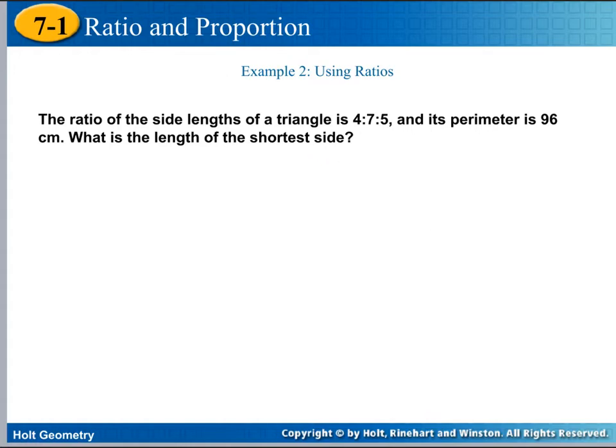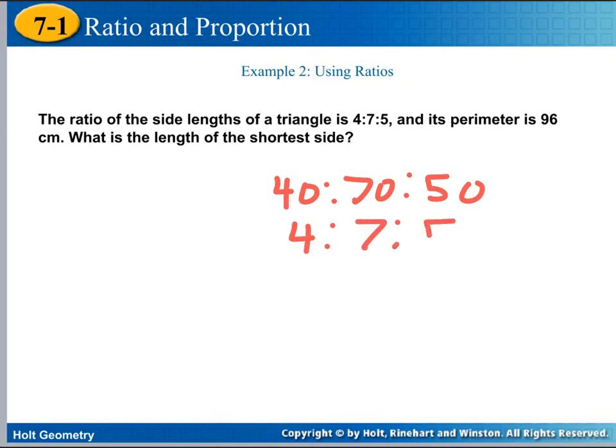Now, when you have a ratio, it is oftentimes a reduced ratio. So for example, if I look at this particular ratio, it is possible that the lengths of the sides of this triangle are 40, 70, and 50. But it's good practice to reduce ratios to lowest terms. And so if we divide each of those by 10, we get 4 to 7 to 5.